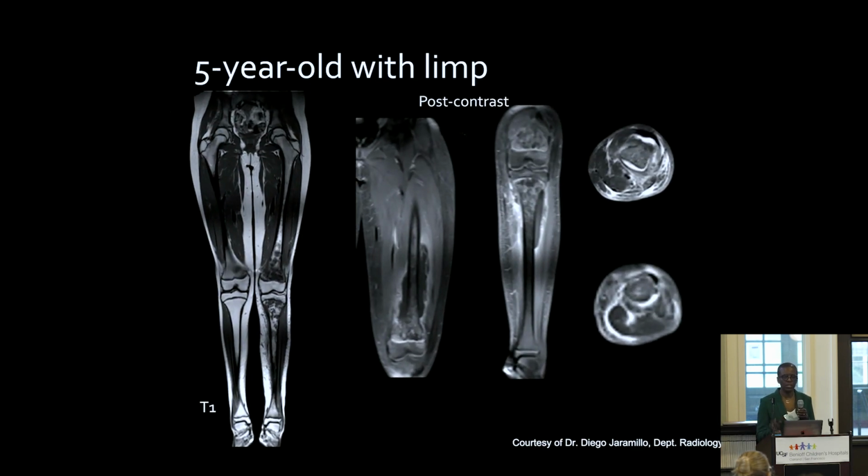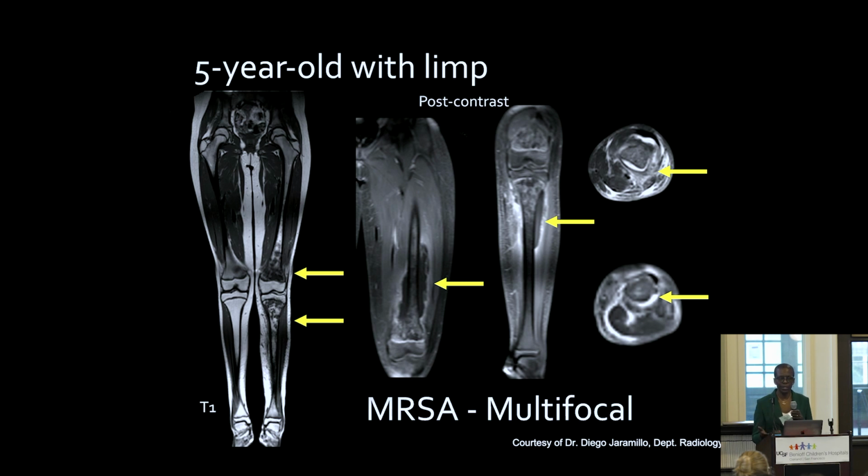So what I'm going to do now is just go through some of the things that we see. And so here's a 5-year-old that comes in with a limp. And you can see that there's marrow signal abnormality in the distal femur and in the proximal tibia, and so that's osteomyelitis. There is also a subperiosteal abscess collection. This is a post-contrast along the distal femur and also along the proximal tibia, and we can see that as well here. So this is MRSA, and we already talked about the Panton-Valentine leukocidin gene, and so what that codes for is multifocality, as well as abscesses, and I'll show you another example too.